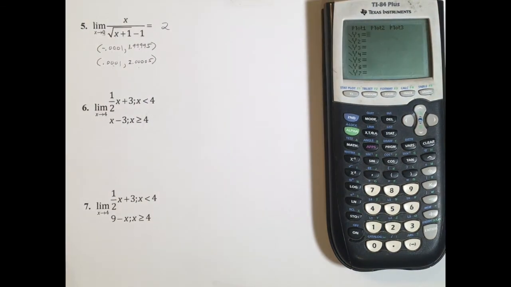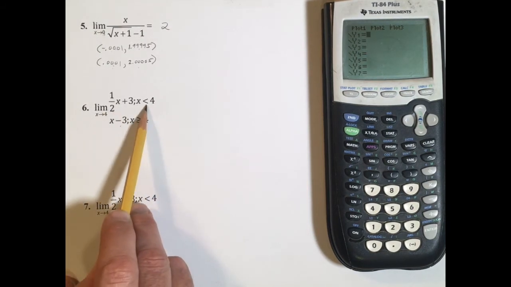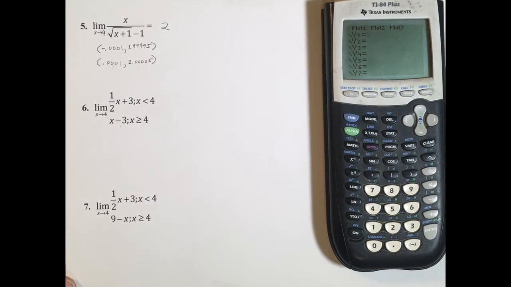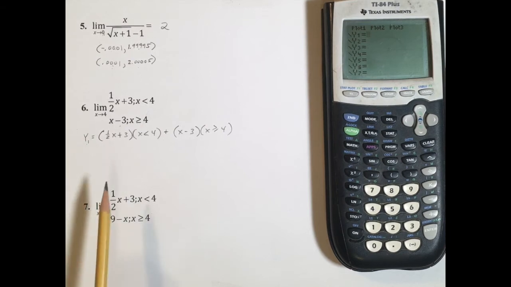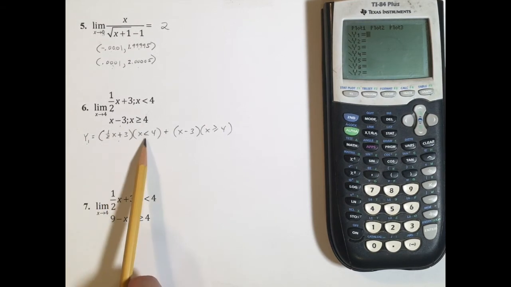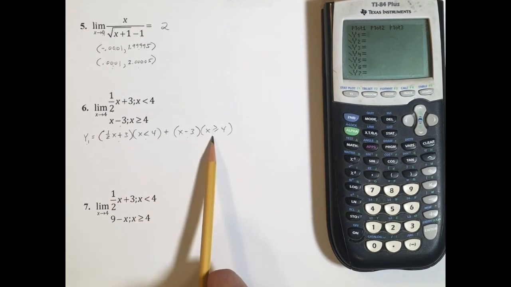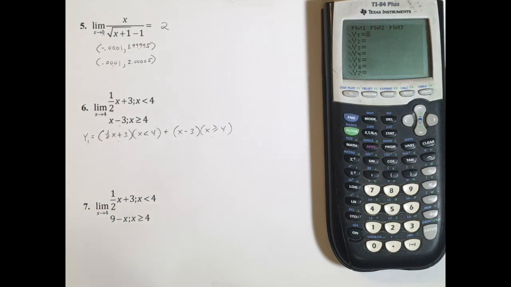In example 6, we have what we call a piecewise function. This function has two pieces. It's 1/2 x plus 3 when x is less than 4, and then it's x minus 3 when x is greater than or equal to 4. Let me remind you how to type a piecewise function into your graphing calculator. I'm going to type the whole thing in as one function. I'm going to graph 1/2 x plus 3 when x is less than 4, and then I'll also graph x minus 3 when x is greater than or equal to 4, but please notice that this is all one function.